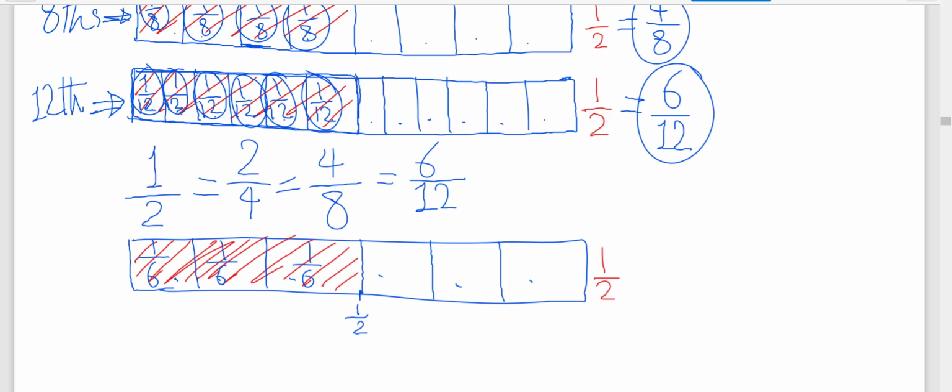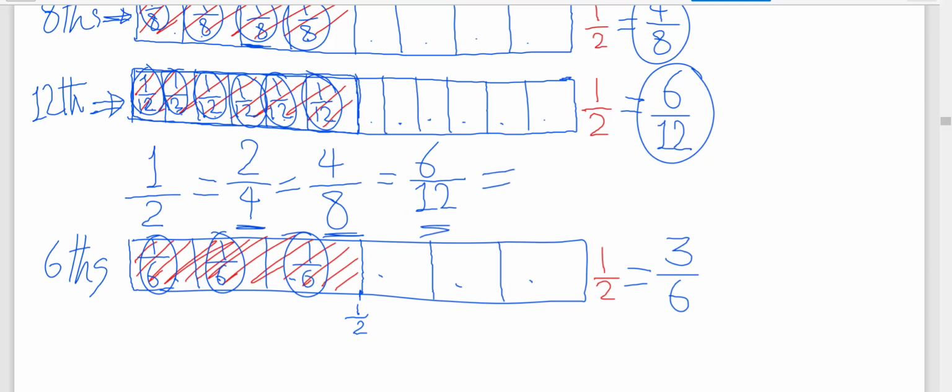Okay. Then how many parts do we need? How many sixths do we need to make half? How many sixths? 1, 2, 3. So we need 3 sixths to make half. So half equals 2 over 4 and 4 over 8, 6 over 12 and 3 over 6.